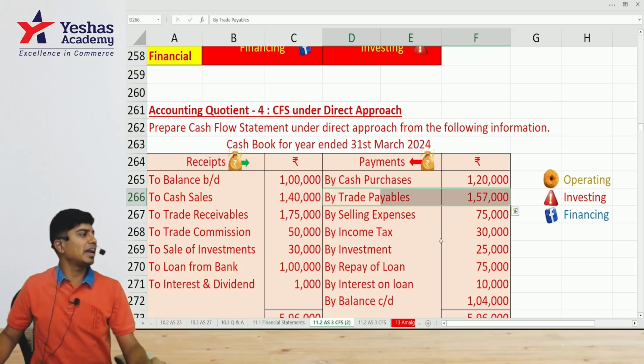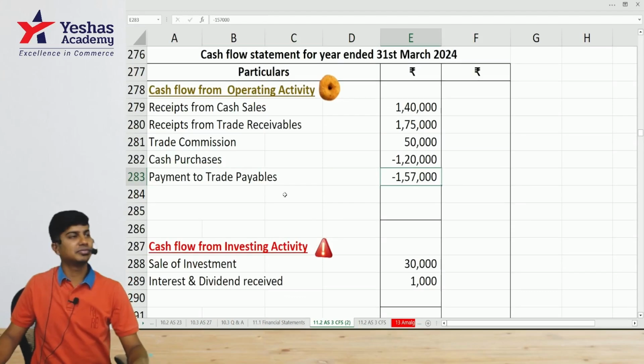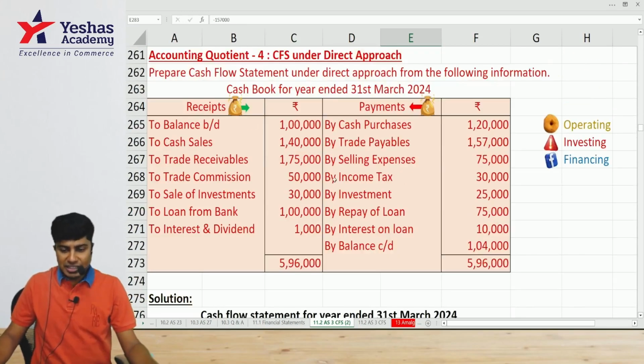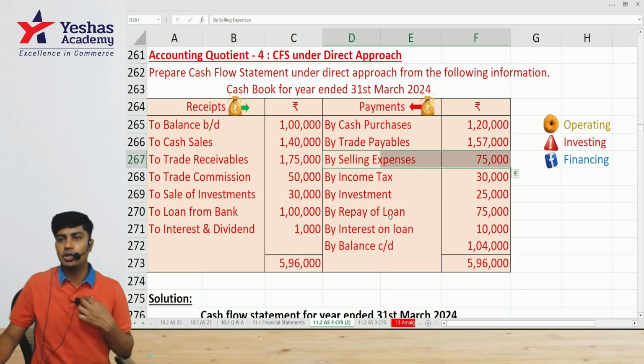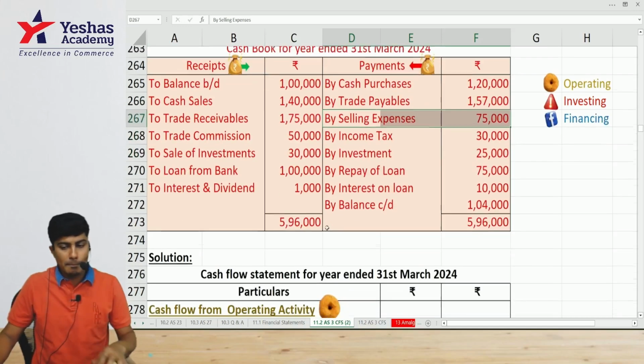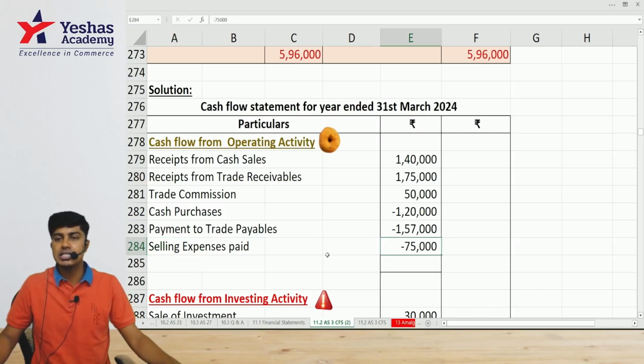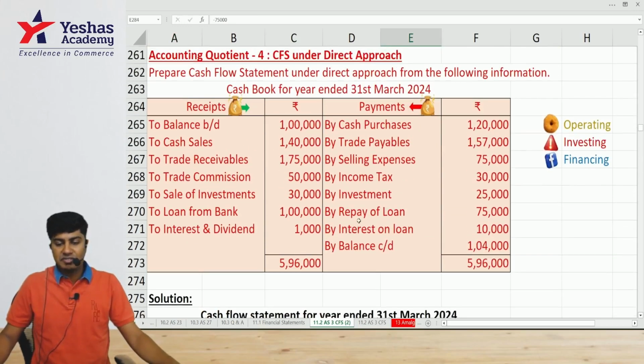Trade payables. You have paid money to your supplier, who supplied goods to you. 1,57,000. Operating outflow, this should be written as minus. Payment to trade payable. After that, selling expenses 75. To sell goods, you have incurred some expense. How much? 75. It is also operating. Outflow minus 75 in operating activity.